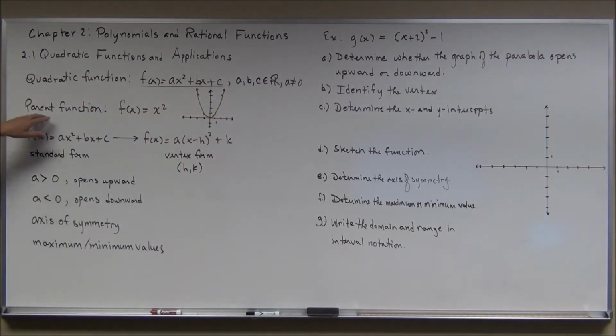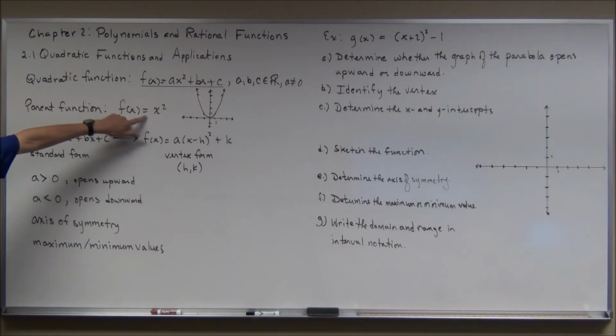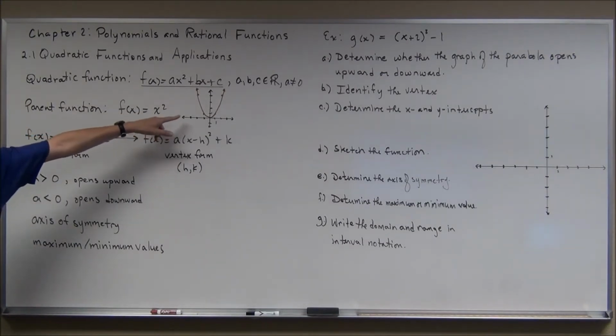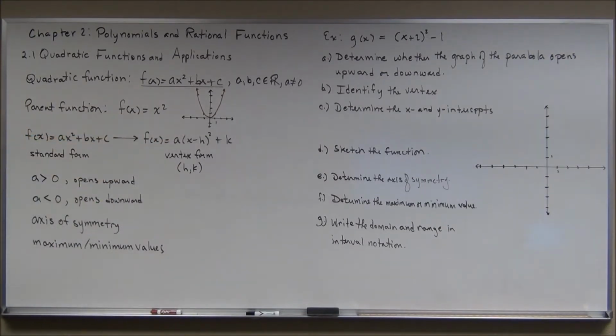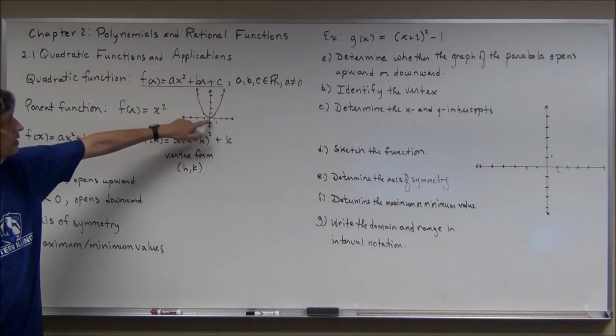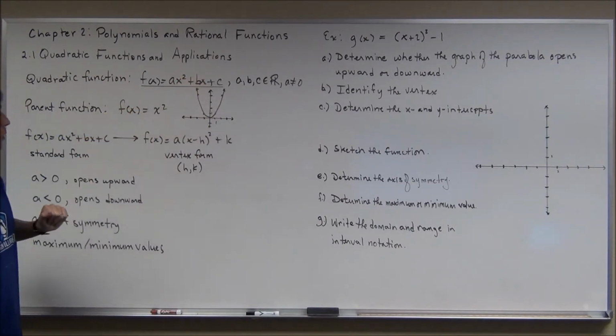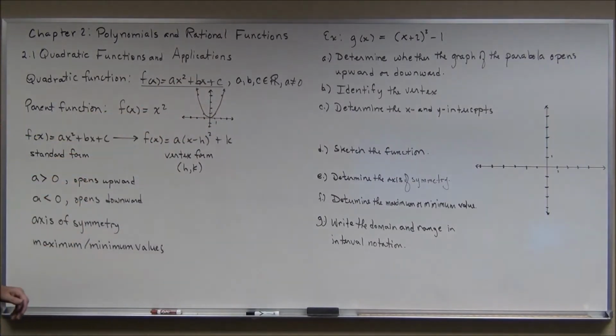The parent function is the quadratic function, the simplest one, f of x equals x squared, and we know what the graph looks like. We know that that graph is called a parabola. Now, a parabola has a vertex down at the bottom here at (0, 0), and in this case, this one opens upward. They can open upward or they can open downward. We're going to talk about that in just a minute.